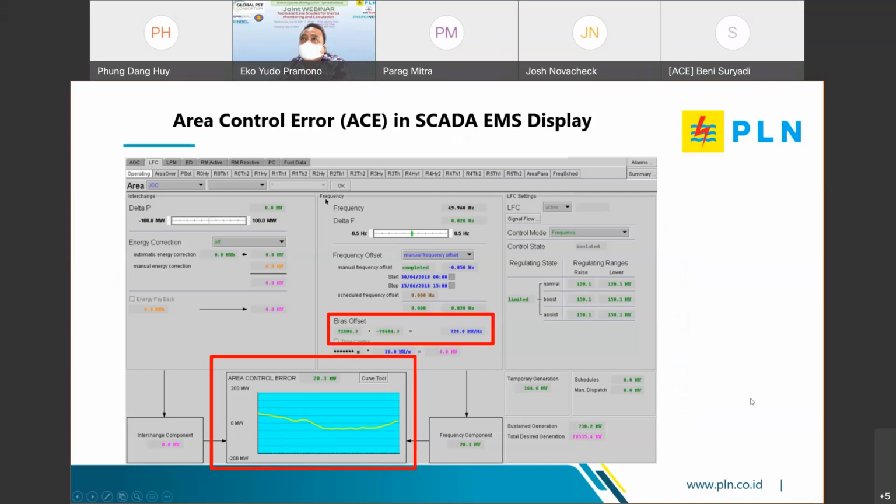Next. And this is our control error in our SCADA. We already have area control error, but unfortunately the data is not correct right now. So we don't use area control error online in the SCADA EMS system. But next, after we already have all the parameters, we can use the area control error online.